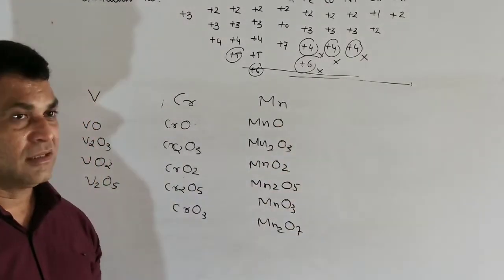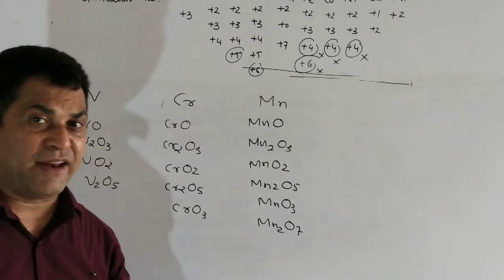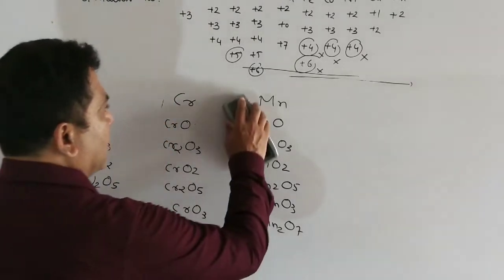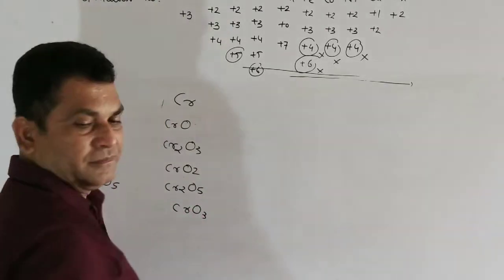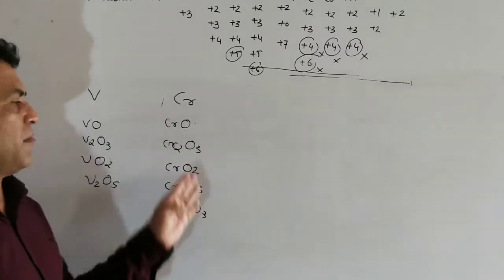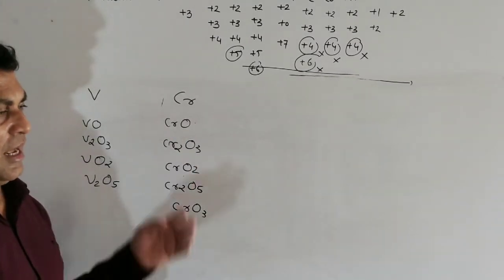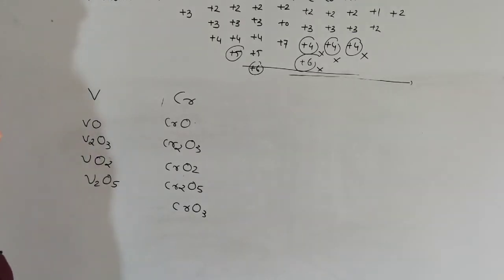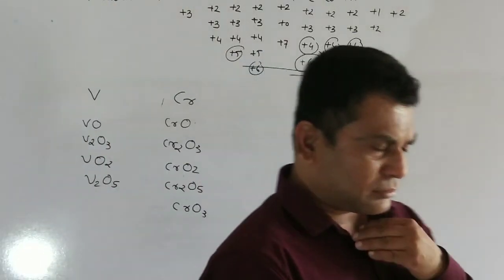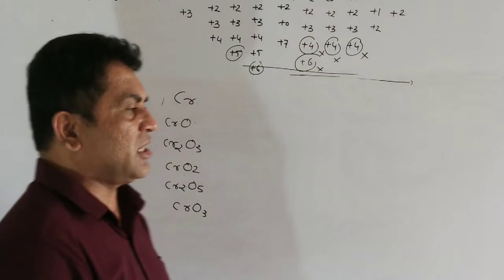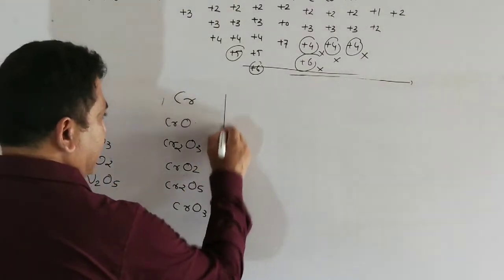So I hope that the manganese oxides, their ion formation and nomenclature are clear to you. Now we are going to talk about a different thing. Here chromium has different oxidation states, and which will be the acidic and which will be the basic, that will be the discussion point. Okay, so dear students, in the exam such a question is asked.